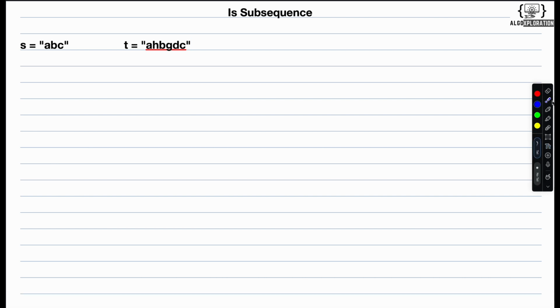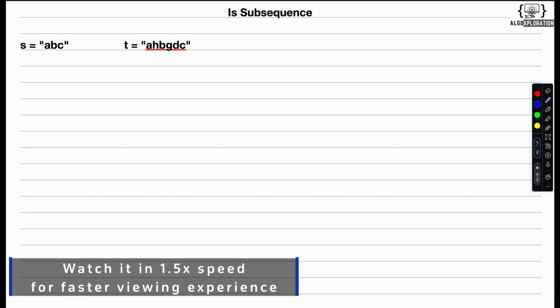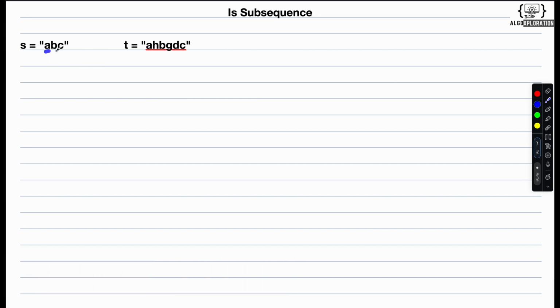Now, what do you mean by subsequence? A subsequence is nothing but a part of a string, and that too in a relative order. Here we have A, B, and C. We have to find whether A, B, C are present in T or not. We can see that A is present, B is also present, and C is also present, and that too in relative order. That means A, then B, and then C. Here also A, then B, and then C. So we can see that S is a subsequence of T.